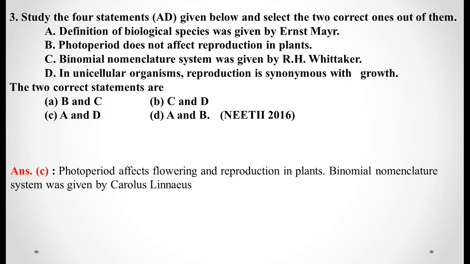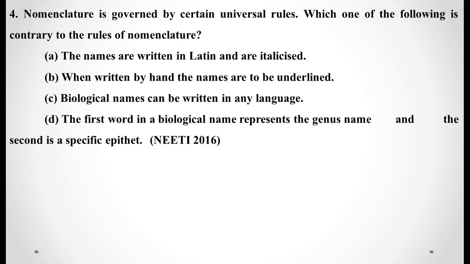So let's move on to the next question, that is: nomenclature is governed by certain universal rules. Which one of the following is contrary to the rules of nomenclature? There are certain universal rules for the nomenclature. There are 4 statements. One of them is not following the nomenclature rule. You have to find this out.